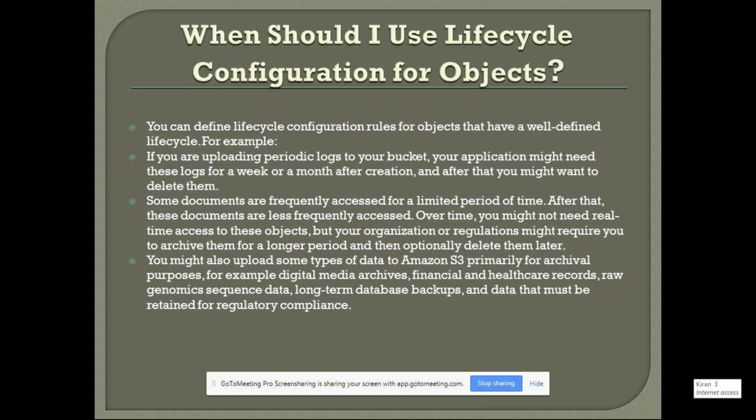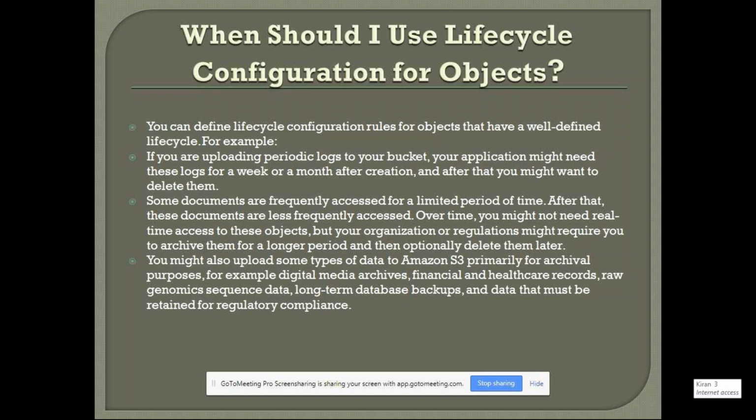A lifecycle configuration, an XML file, comprises a set of rules with predefined actions that you want Amazon S3 to perform on objects during their lifetime. So as I said, a set of rules with predefined actions that you want Amazon S3 to perform on objects during their whole lifecycle. And Amazon S3 provides a set of API operations that you use to manage lifecycle configuration on the bucket. An API is nothing but an automatic or programming operation that you use to manage the lifecycle configuration on a bucket.